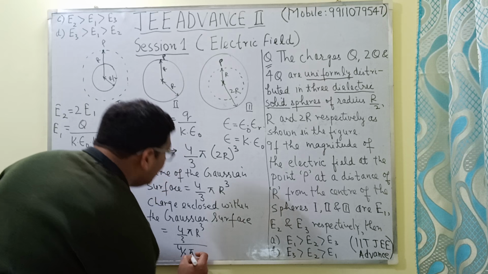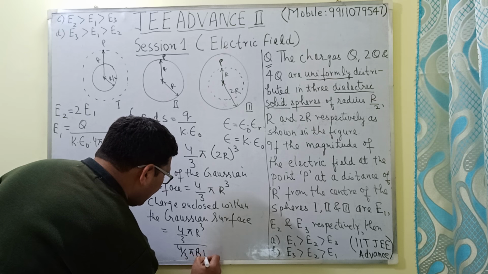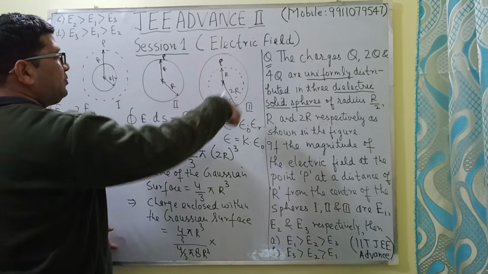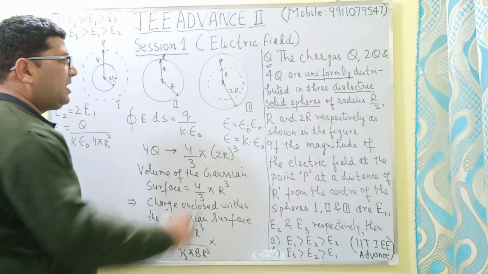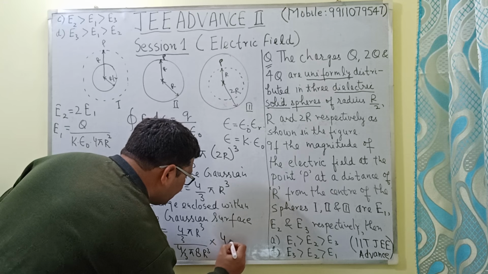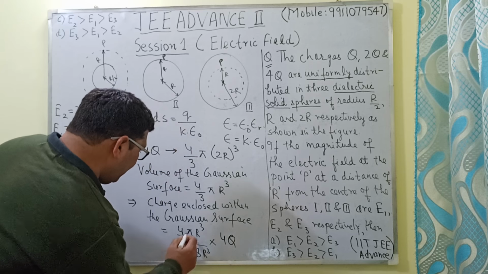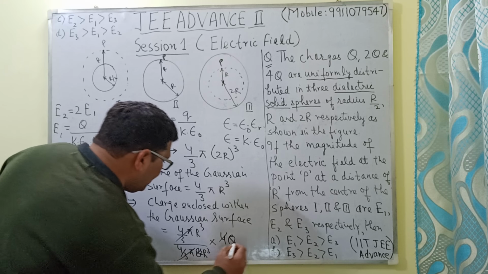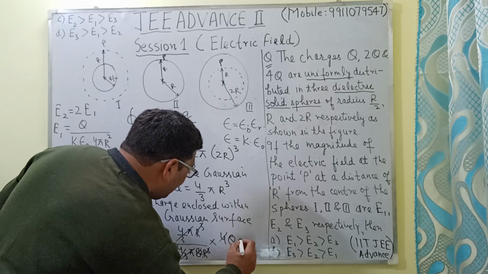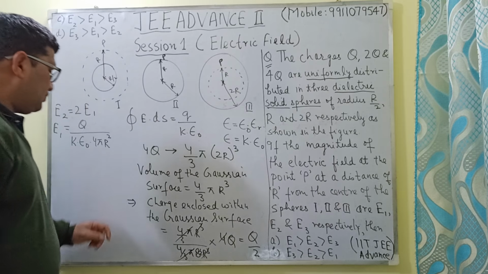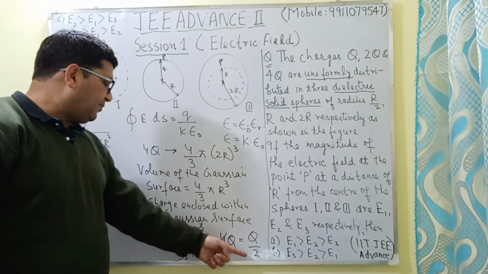which is equal to 8 r cube into 4q, because this is the total amount of charge which is present in the volume of that sphere. So this is equal to 4q. This will get cancelled out, and this 4 will get cancelled by 2, and this r cube will get cancelled out. So finally I am left with q by 2. So the charge enclosed within the Gaussian surface is equal to q by 2.